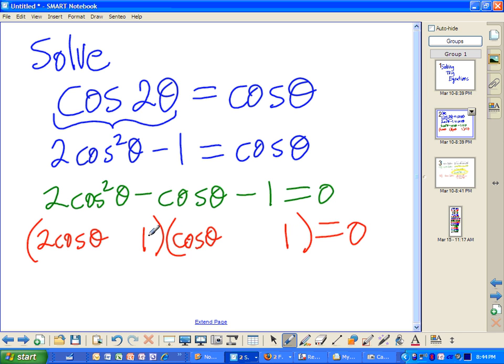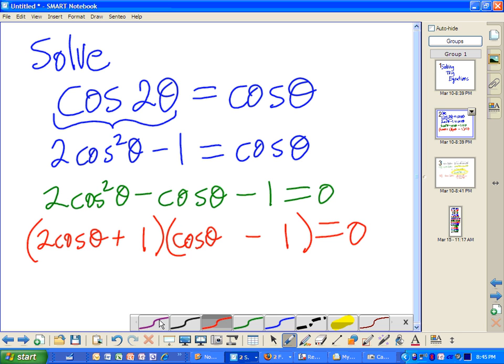Okay, so if I multiply 2 cosine of theta times 1, that'll be 2 cosine of theta. And then I have 1 cosine of theta. So I really want the 2 cosine of theta negative. Therefore, this is going to be negative, and this is going to be positive. If I distribute that out, that would turn out to be this.